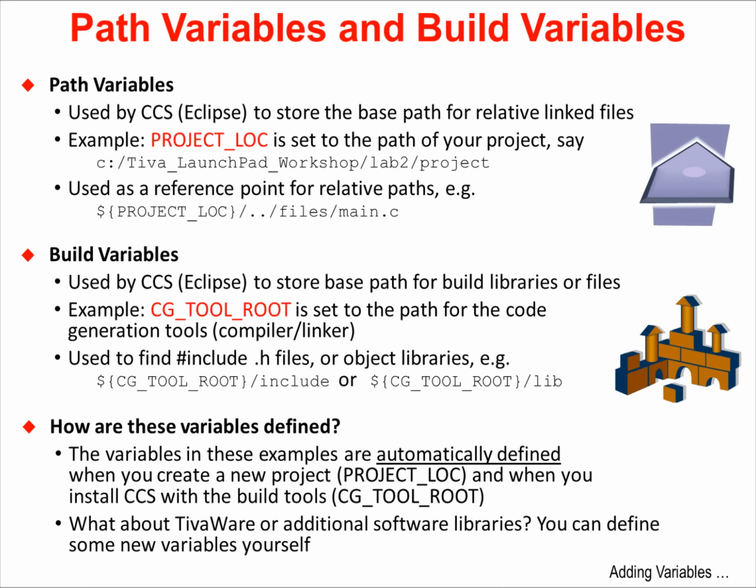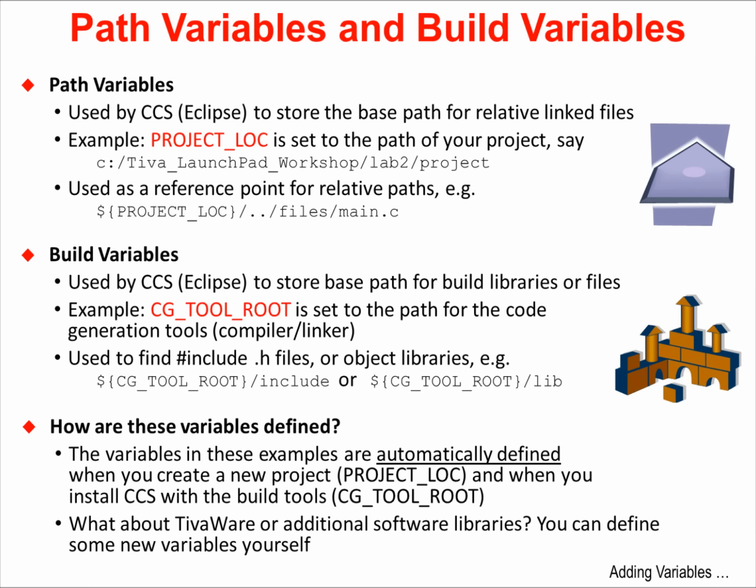Two different kinds of variables are used: path and build. Path variables are used by CCS to store the base path for relative linked files. So the project loc variable is set to the location of your project and can be used as a reference point for any other relative paths.